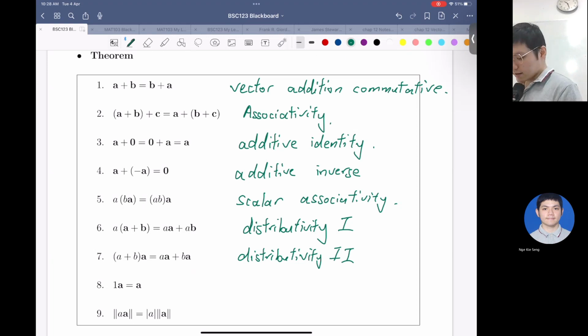Okay, 8. Eight is 1 times A equals A. This means if you multiply the scalar 1 with A, you get A. This may sound a bit stupid, but it's kind of important.